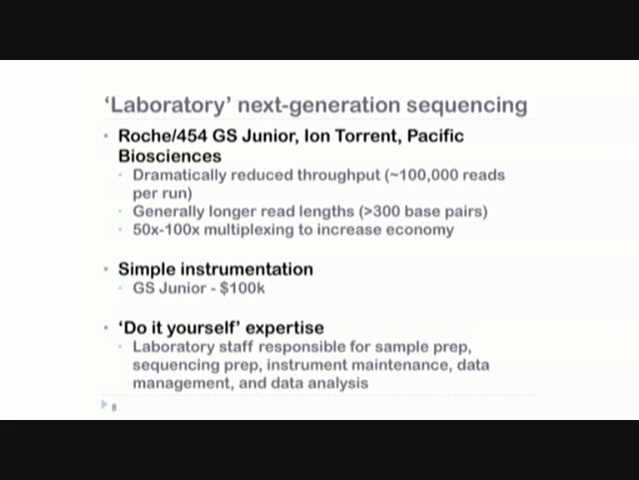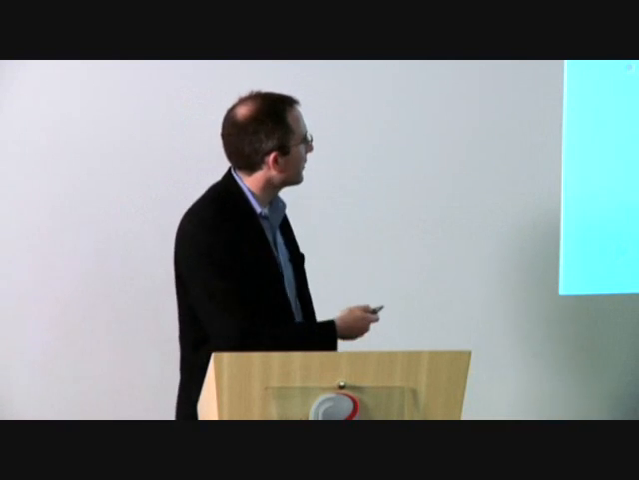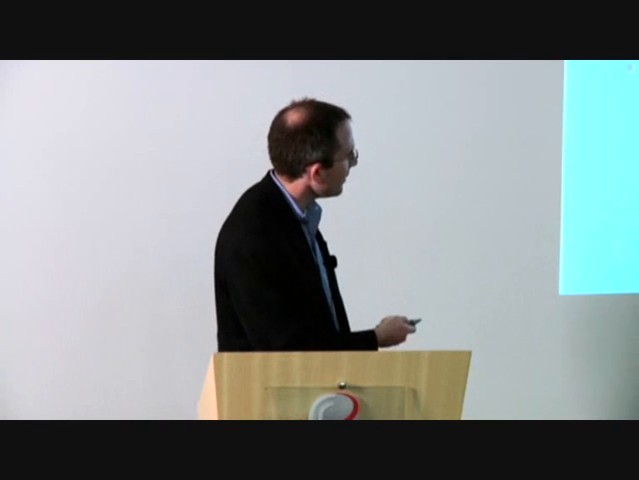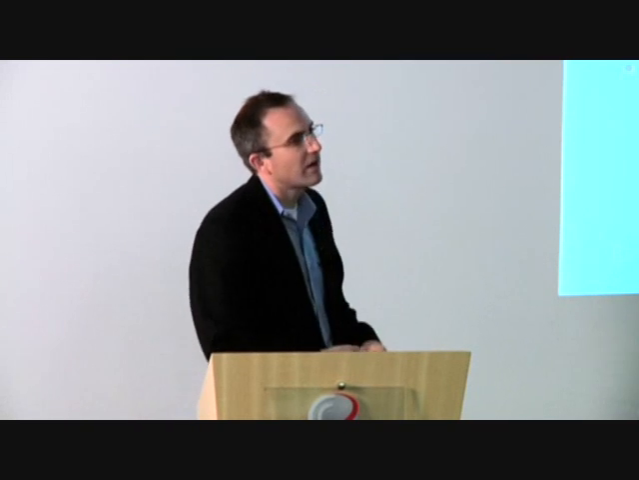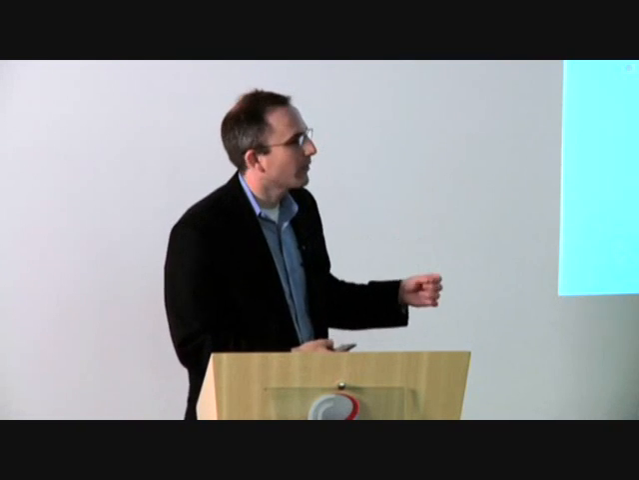The instrumentation itself is less expensive than the sort of genome center instrumentation. The GS Junior, for example, costs about $100,000. But a trade-off for having this sort of technology in your lab is that there is more of a do-it-yourself ethos to using it. The laboratory staff are responsible for sample preparation, sequencing preparation, maintaining the instrument, acquiring the data, and then analyzing the data when it comes off.